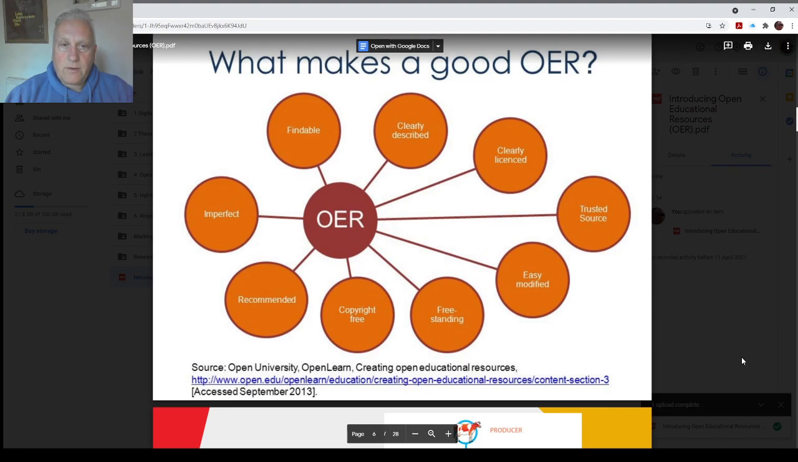Here are some good ideas about what makes good OERs. It's findable, clearly described, clearly licensed. That word again. It comes from a trusted source, for example a university. Easily modified, freestanding, copyright free, it's recommended by someone, it may be imperfect. This is kind of an idealized list.